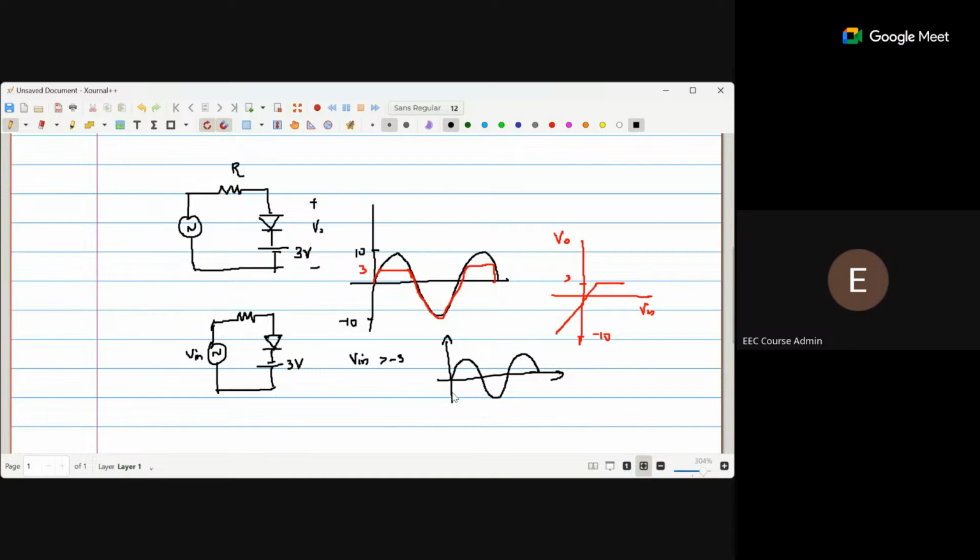Say here I take that -3. So it will be, this is the portion, right? So it will be at -3 volts. So transfer characteristics will be like this. It will be how much? -3. So I should take it like this.